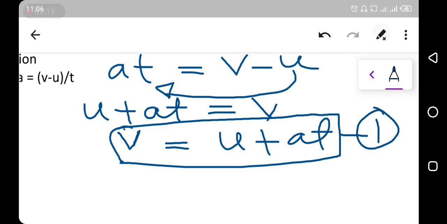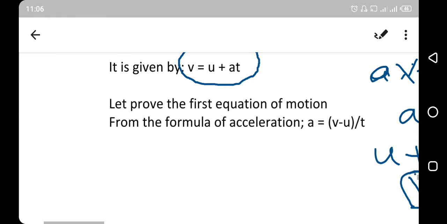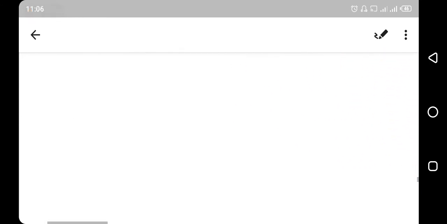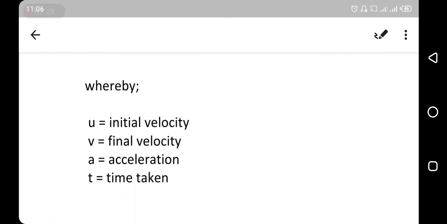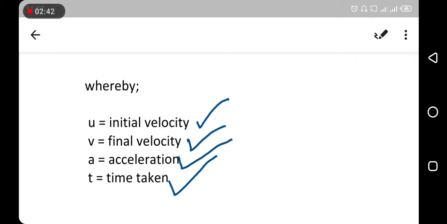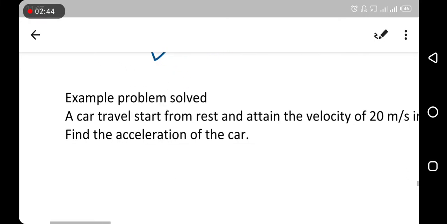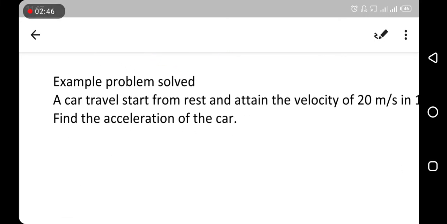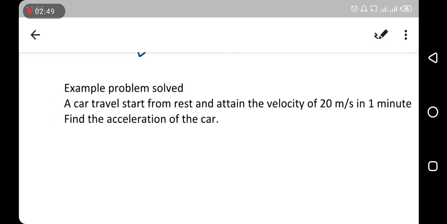So the first equation of motion comes from the formula for finding acceleration, and we have already proved it. In this equation, U is the initial velocity, V is the final velocity, A is the acceleration, and T is the time taken. Let's see an example that can be solved using the first equation of motion.